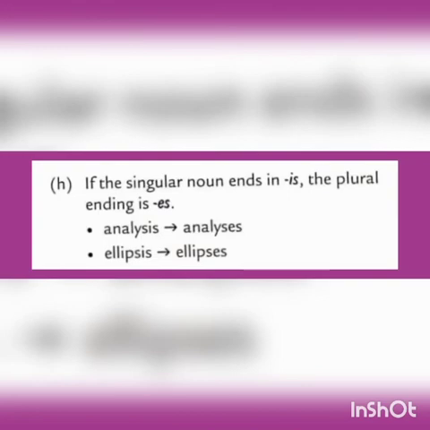For the word which ends in is, the plural ending could be es. For example, analysis. The plural form for analysis would be analyses. You will remove is and put es. Similarly, for ellipsis, the plural form would be ellipses, but the spelling would change. Is would be removed and es would be added.